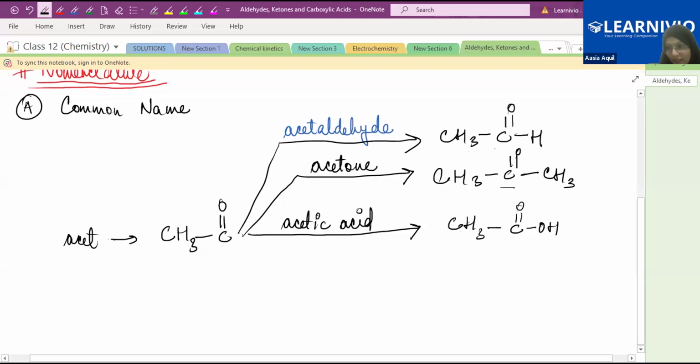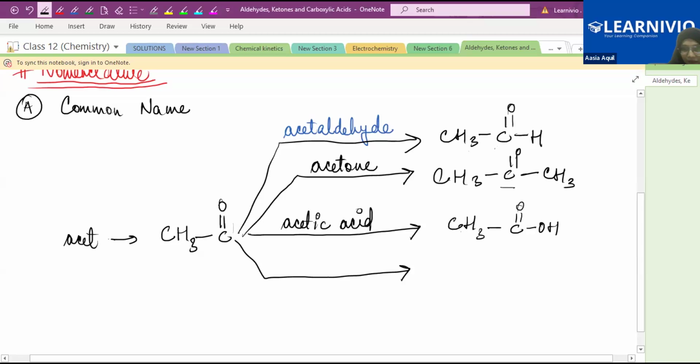The CH3CO group is known as the acetyl group, and COOH is the carboxylic acid. This is the representation of the carboxylic acid, so that's why the common name is acetic acid. Why are we studying this? Because we will commonly use these in the methods of preparation and chemical reactions. We will use the words acetaldehyde, acetone, acetic acid, so you should know what acetic acid is.